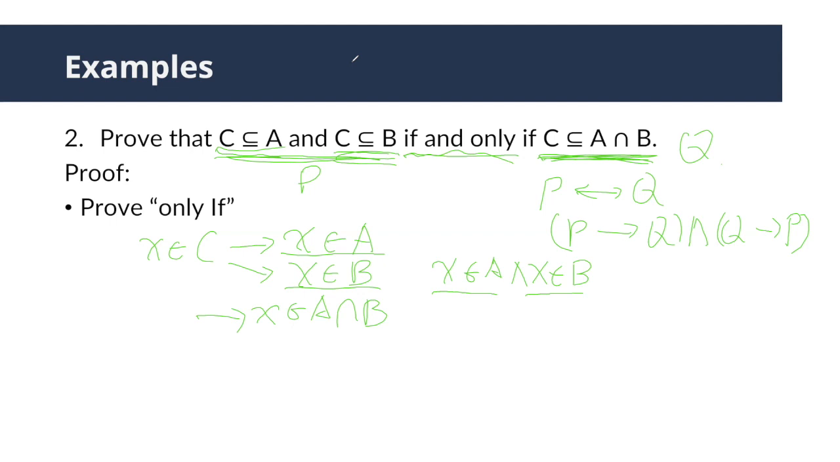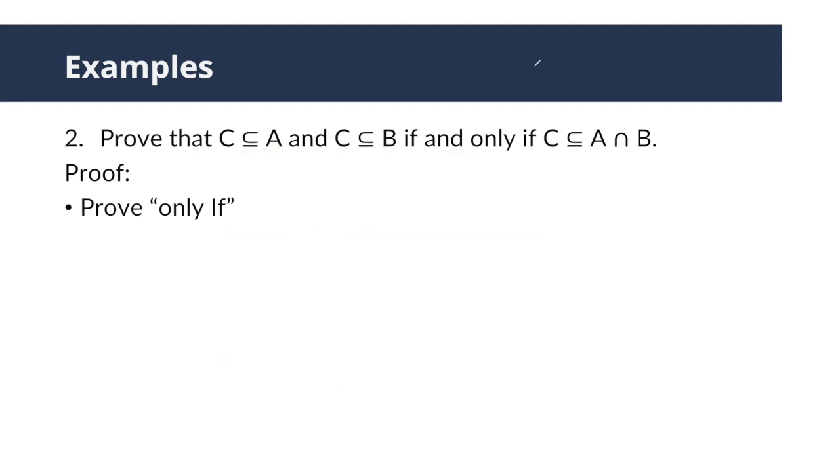We prove that any arbitrary element in C must be an element in A intersect B. Therefore, C is a subset of A intersect B. But we only finished half of the proof. For the second half, we prove the if direction.